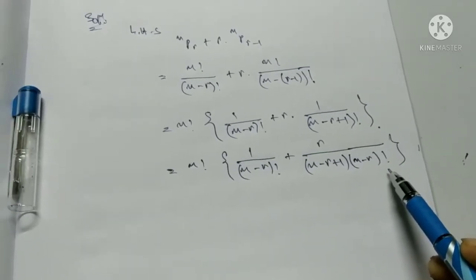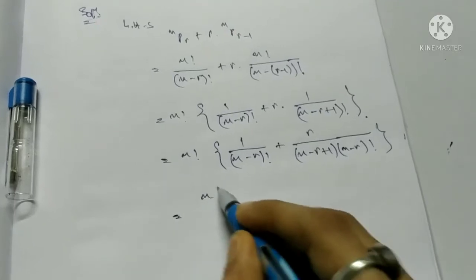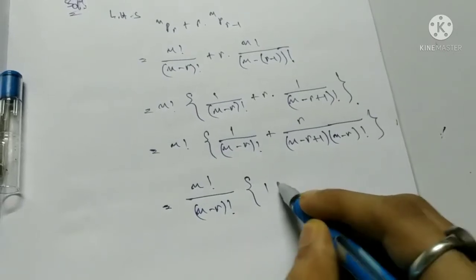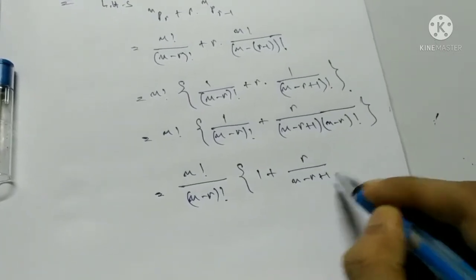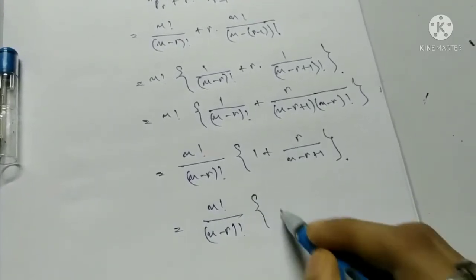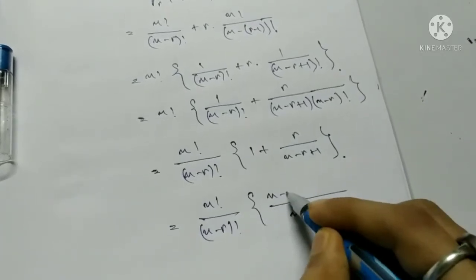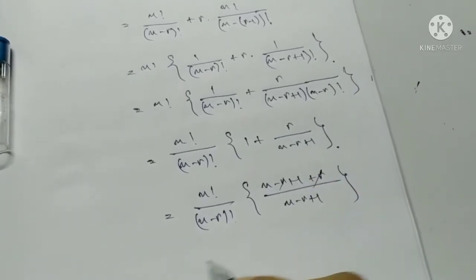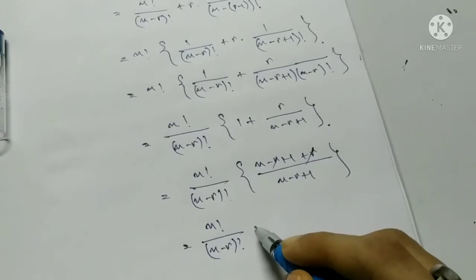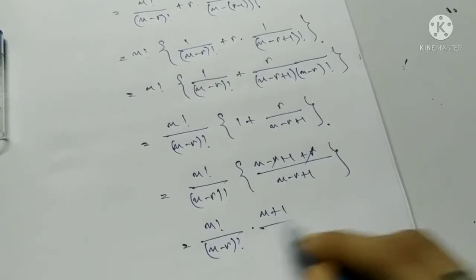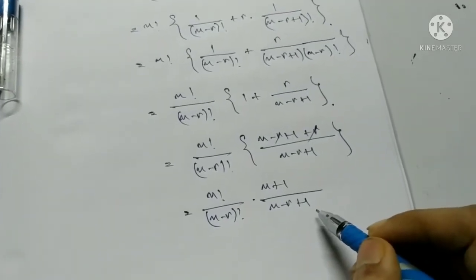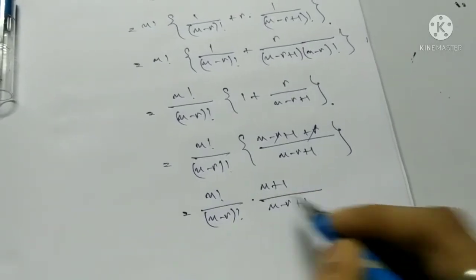Now from these two, this is n factorial by, I can bring n minus r factorial common. So this is 1 plus r by n minus r plus 1. So this is n factorial by n minus r factorial. The LCM is n minus r plus 1, and n minus r plus 1 plus r. This one is gone. So this is n factorial by n minus r factorial, into n plus 1 by n minus r plus 1. This is the multiplication going on.